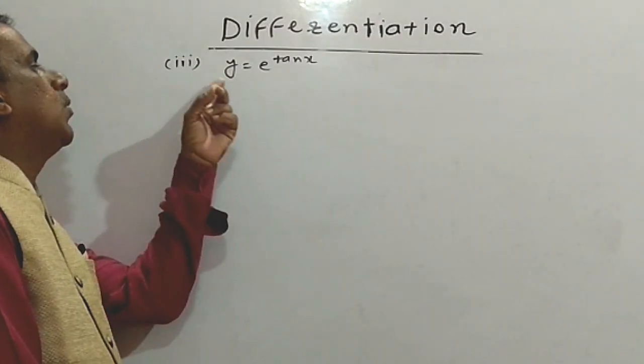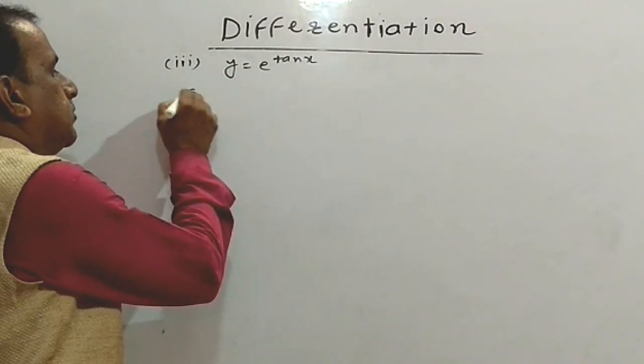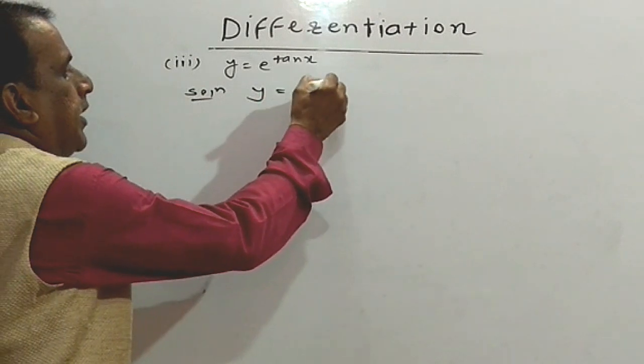Example number third, y is equal to e to the power 10x. Solution: y is equal to e to the power 10x.